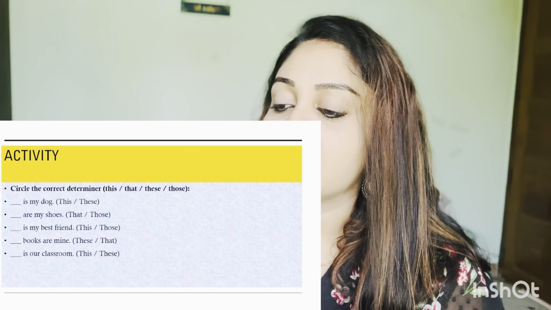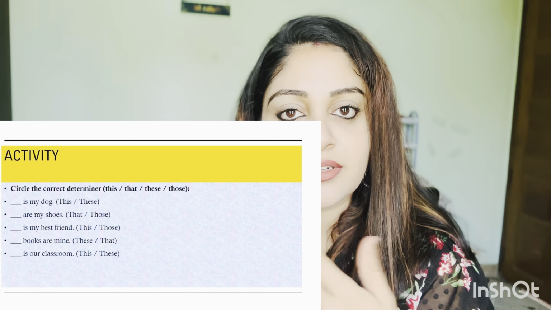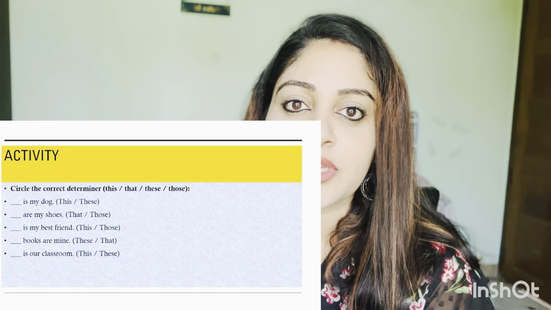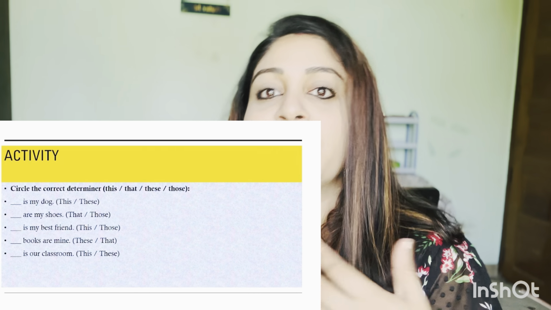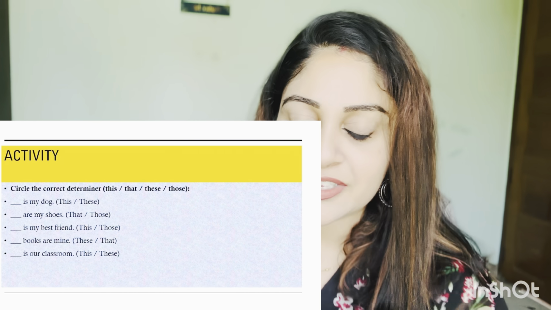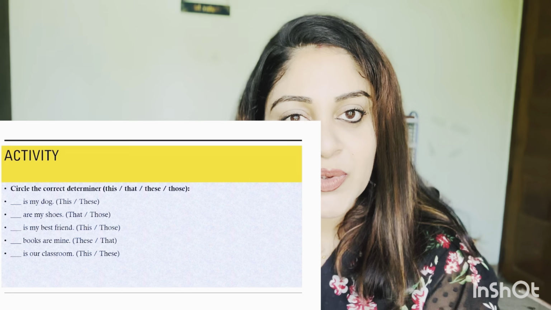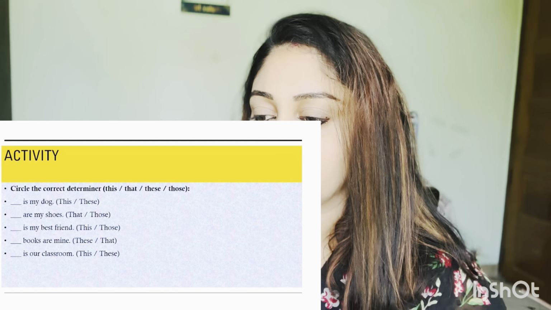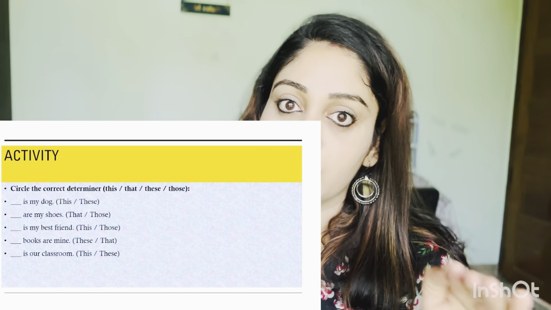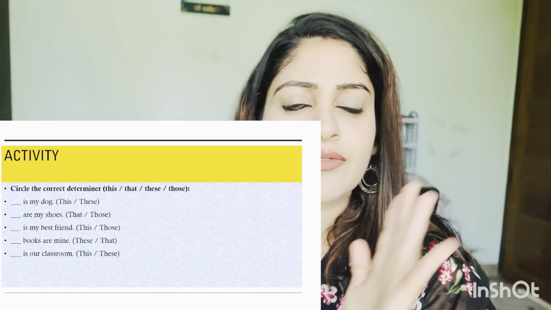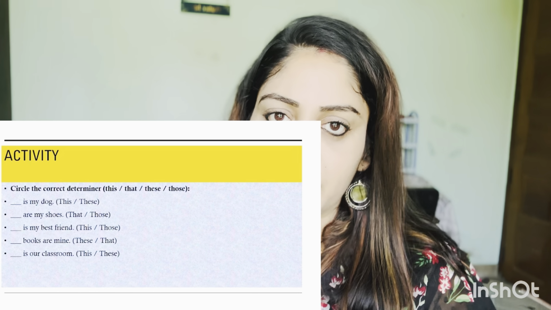In this activity session, those who are a bit afraid to give group activities can refer to this activity. It's all up to your choice. You can refer to this activity for your use. That is, circle the correct determiner: this, that, these, those. This is one set of activity only, a worksheet-type activity.